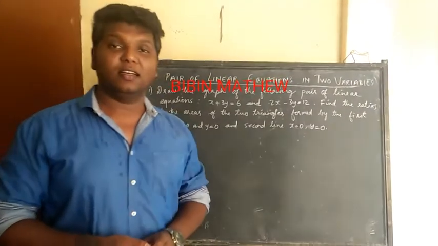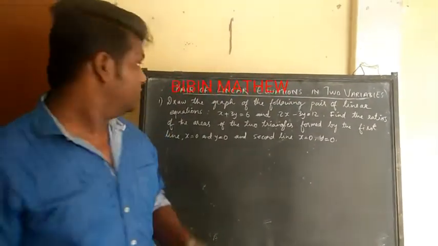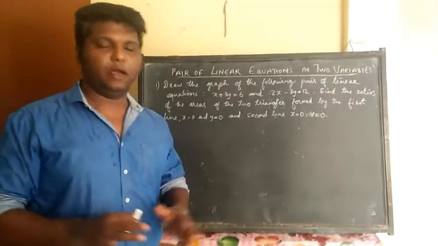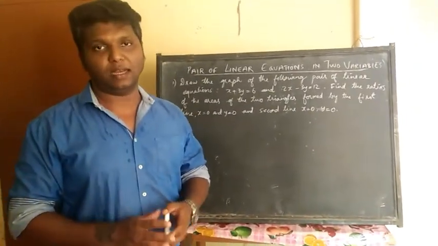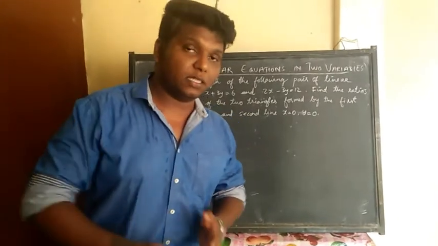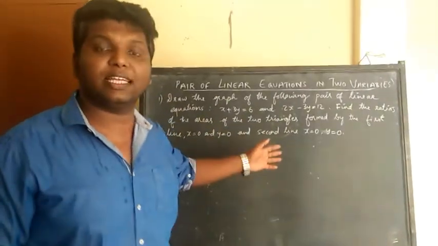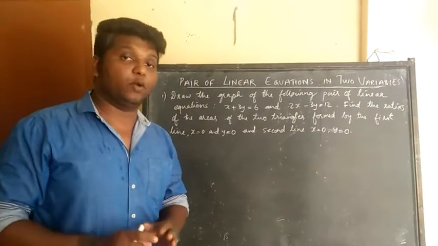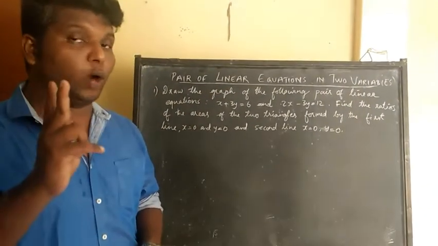Today we are going to the next chapter, pair of linear equations in two variables. We have already studied about polynomials, and I told you what polynomials are, and we studied about quadratic polynomial, we studied about cubic polynomial. Now we are going to the next topic of algebra. Here we are dealing with an equation which has two unknown variables.